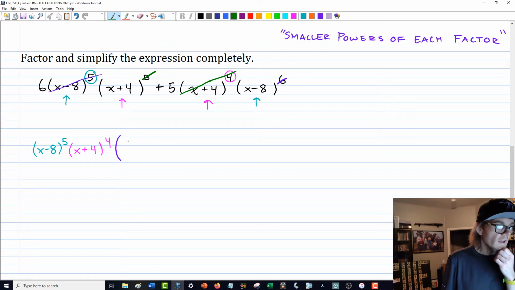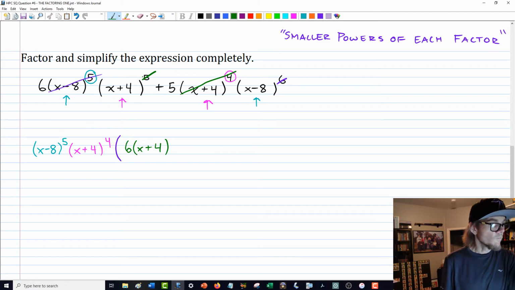What that means is our leftover factor features 6 and (x + 4), because those were left over. We pulled out 5 of the (x + 4), we pulled out 4 of the (x + 4), so there's 1 left over. And on the other one, we pulled out 5 of the (x - 8), so there's 1 left over. The second term will be 5 times (x - 8). And so that's our leftover factor.